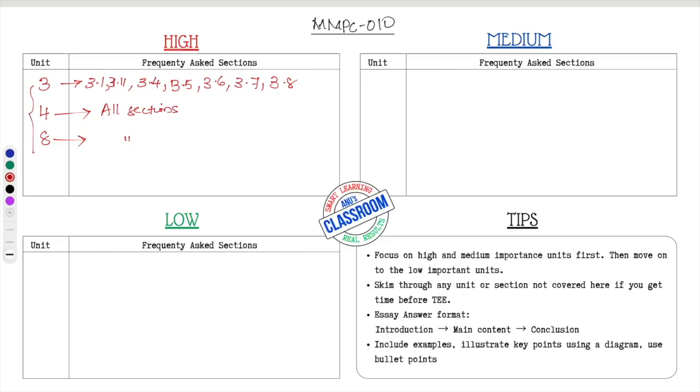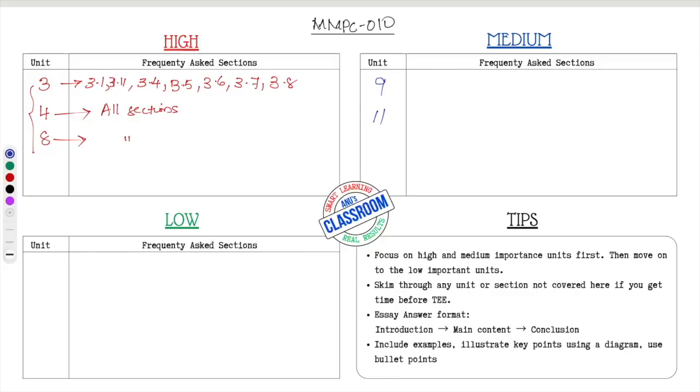Moving on to the medium importance ones, I only have two over there. Okay, unit 9 and unit 11. These are the two medium important units. Unit 9 is the long run cost analysis. Unit 11 is the pricing under competition and pure monopoly.